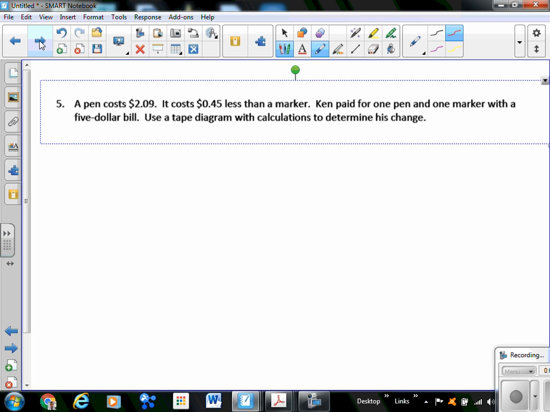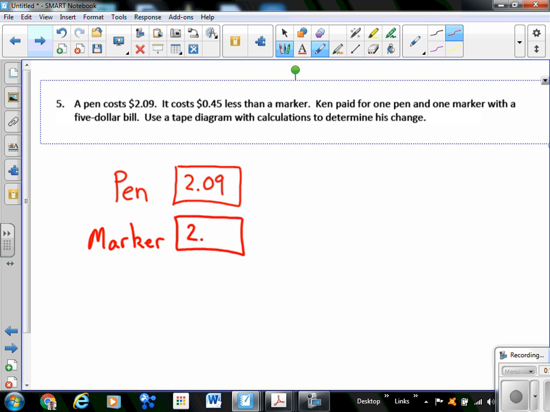Number 5, a pen costs $2.09. It costs 45 cents less than a marker. Ken paid for 1 pen and 1 marker with a $5 bill. Use a tape diagram with calculations to determine his change. Okay, so here is a pen. A pen costs $2.09. It says it costs 45 less than a marker. That means a marker costs this same amount plus another 45 cents.